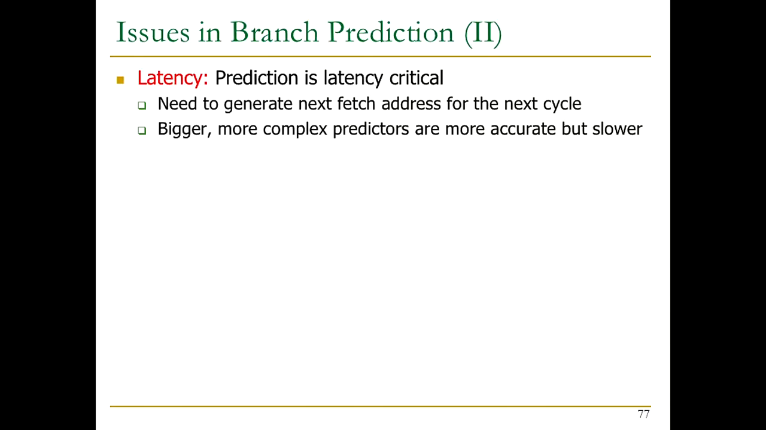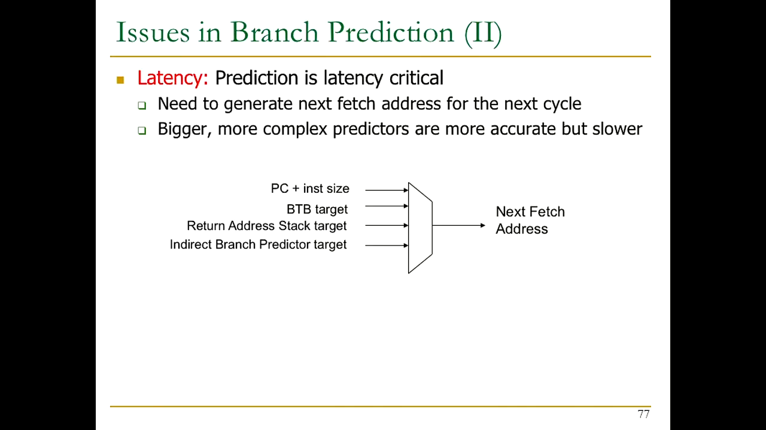Okay. One last issue. Almost last issue. Prediction latency is critical actually, and if you haven't realized that, we made a mux very large. Basically, you need to generate the next fetch address for the next cycle. Bigger, more complex predictors are more accurate, but they're slower. And you need to determine the next fetch address, and it comes from many places. Actually, there are more over here. Line and way prediction is another one, for example. That's the reason why we have line and way prediction, because the question mark may be very hard to get. Like, which one do you choose?